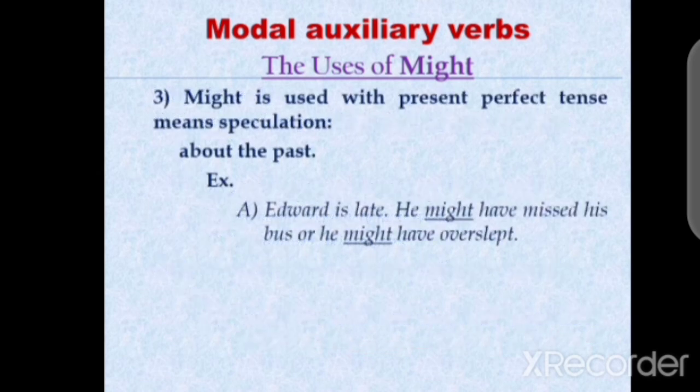Might is used with present perfect tense to express speculation or assumptions about the past. For example, Edward is late. He might have missed his bus or he might have overslept. So this example expresses assumptions about Edward's past action.